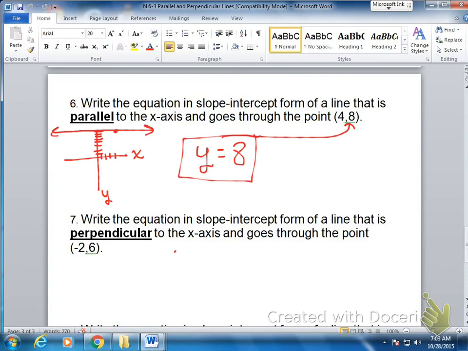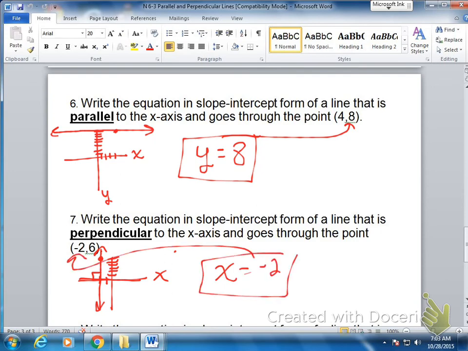The next one works very similar to that, but watch out, it's talking about perpendicular to the x-axis through point (-2, 6). So that line would look like this. That's perpendicular to the x-axis, crosses at a 90-degree angle. Well, you should know immediately a vertical line is x equals, and the only x value we have is negative 2. So our answer is x equals negative 2.